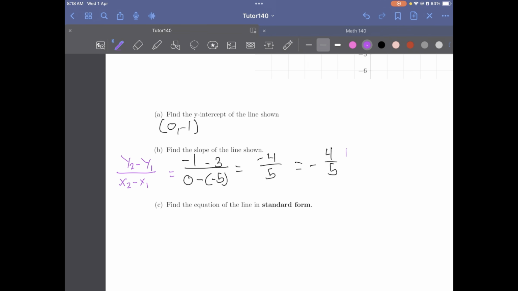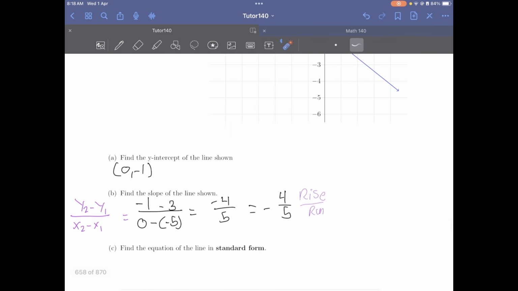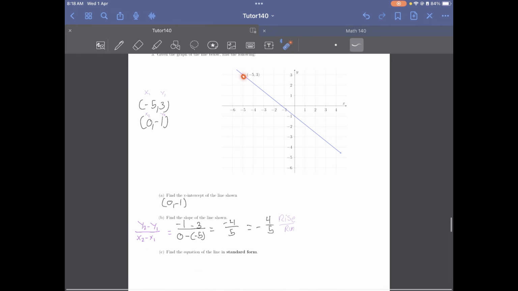And you could check it if you want to. Remember, the slope is rise over run. But since it's negative, instead of rising, you're going down. So since it's -4, if it was +4, you go up. But since it's -4, you go down 4 times: 1, 2, 3, 4, and then you run 5 times: 1, 2, 3, 4, 5. Okay, see? We arrived at the next point, so this is correct.